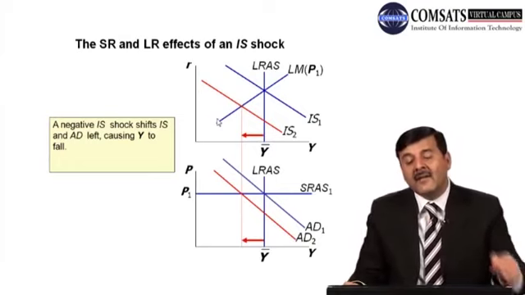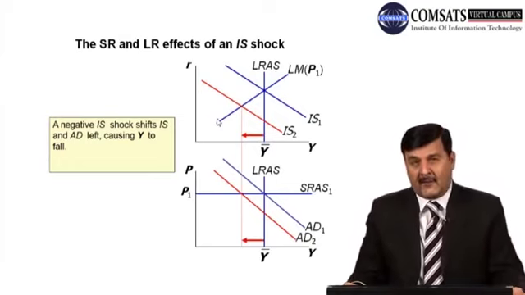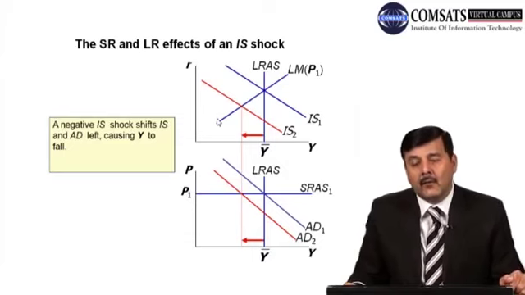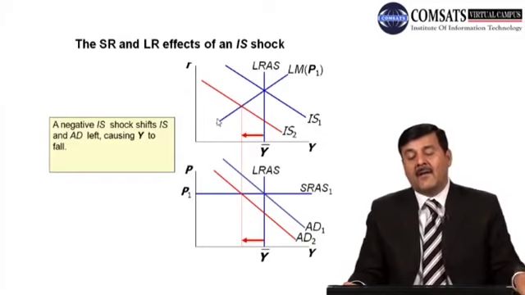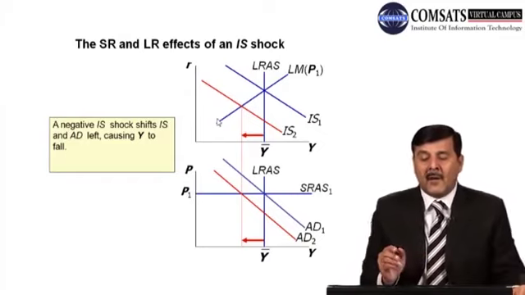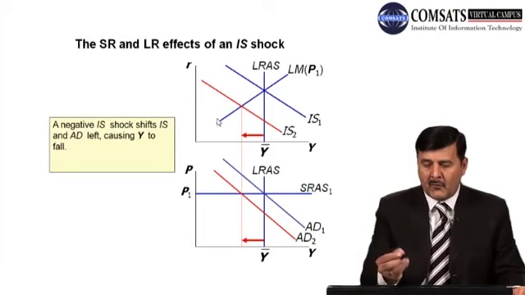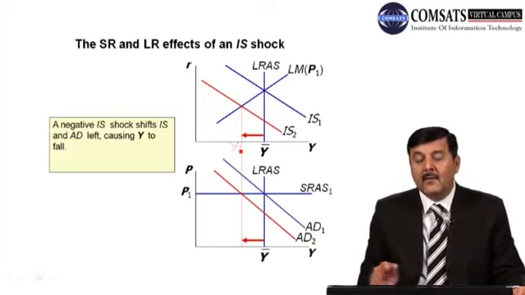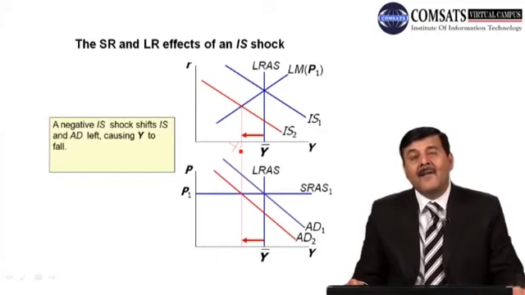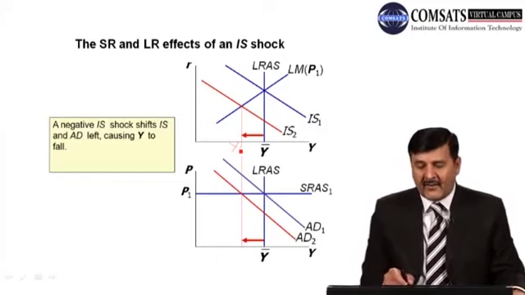Now this new IS curve intersects the original LM curve at another point, where income has gone down from Y bar to, suppose, Y1. So Y1 is less than Y bar. We have reflected this point.